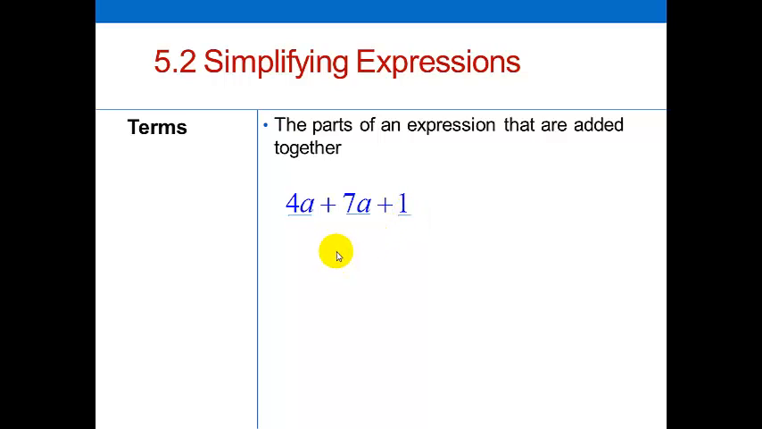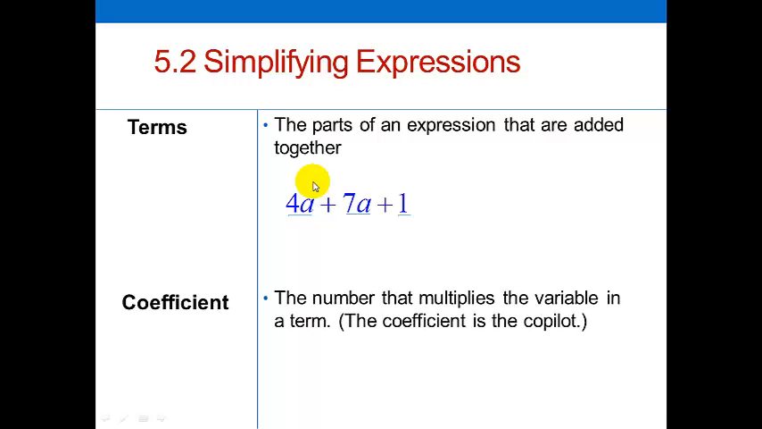Okay, but they still weren't happy. They're like, no. The 4 is like, I want to be called something special because I get to hang out with this a, so I should have a special name. I'm not just a 4, and I know I'm a term, but I want something special.